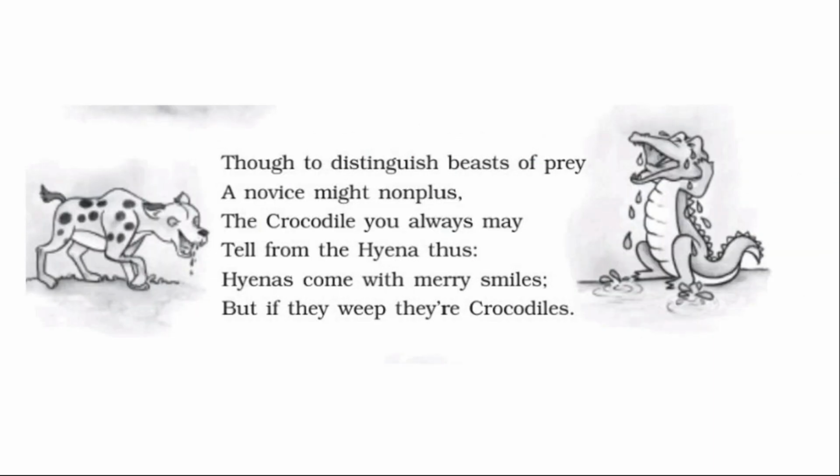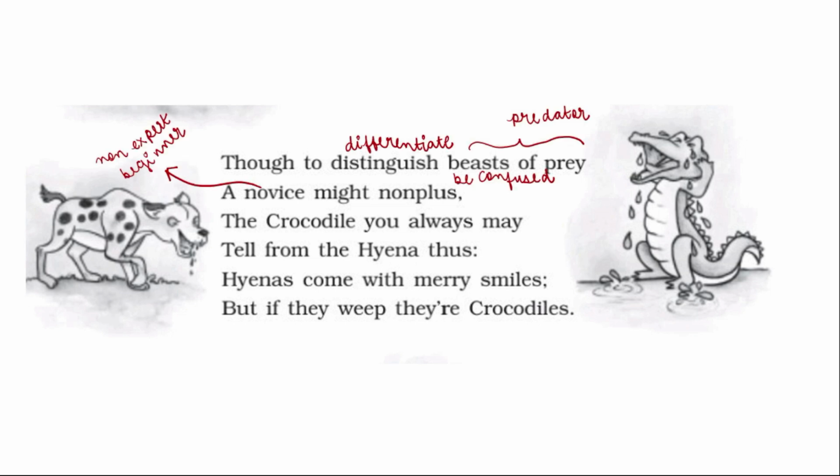The next stanza says, though to distinguish beasts of prey, a novice might nonplus. This stanza says that to distinguish means differentiate, a beast of prey. Now, prey is the person who is being eaten. So the one who eats it, an animal, is called a predator. So the beast of prey means actually the predator. So to differentiate a predator, a novice might nonplus. Novice is a non-expert or a beginner who might find it confusing.